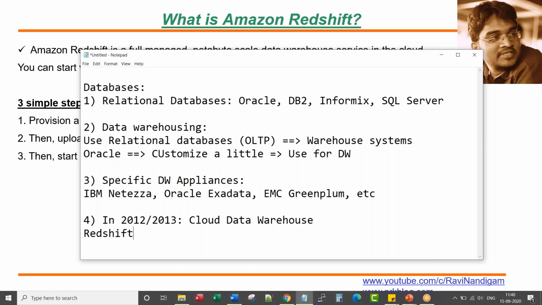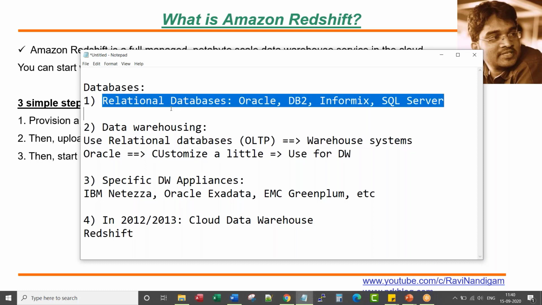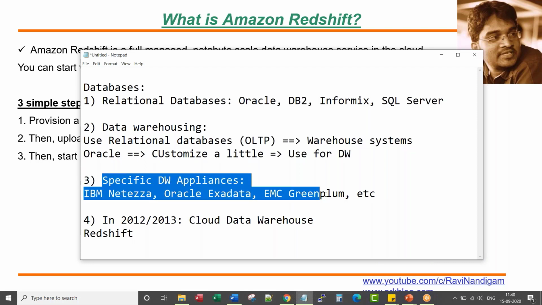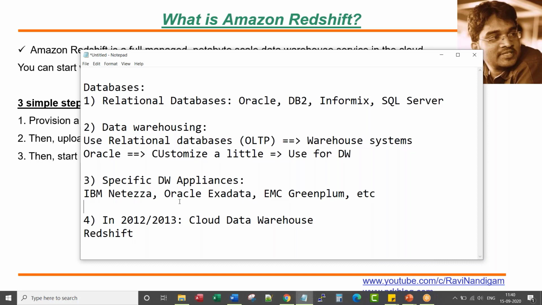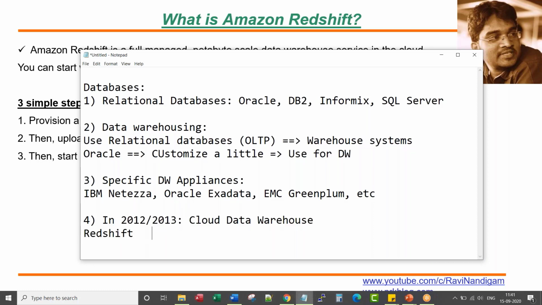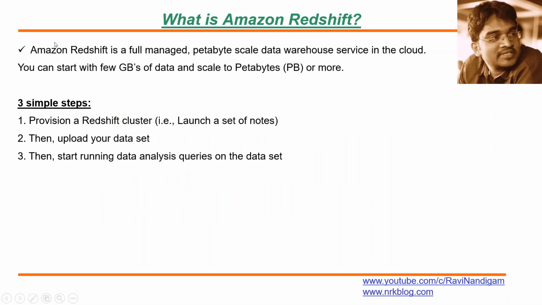You see the trend here? We started with on-premise relational systems or OLTP systems. Then OLTP became OLAP. With the evolution of big data systems, there was a specific need for data warehouse appliances. Then these served the market for about a decade. Then there was a need for cloud data warehouse systems. That's where Redshift came into the picture. Some of its competitors are Snowflake and Google BigQuery.